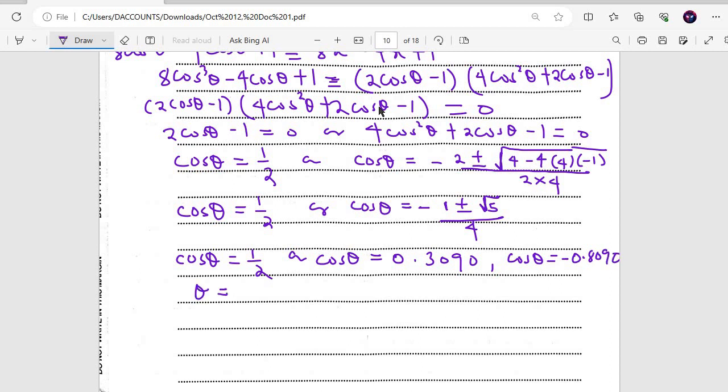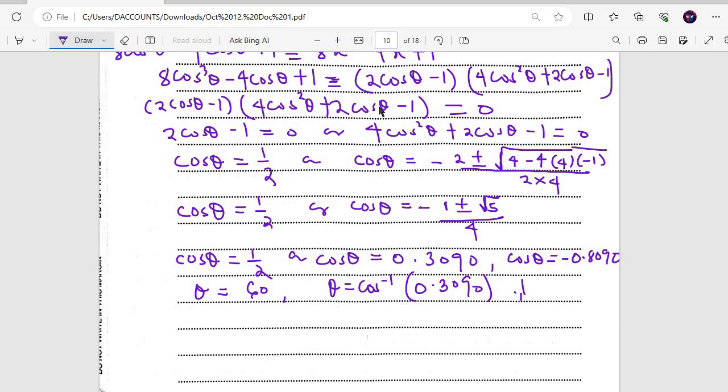So theta is arc cos half. Arc cos half will be 60 degrees. This is 60 degrees. Then arc cos 0.3090 will give us the second value.